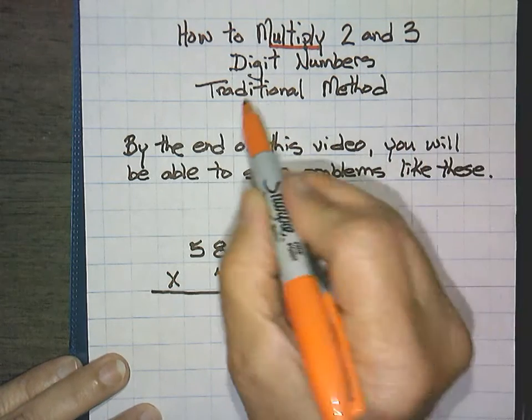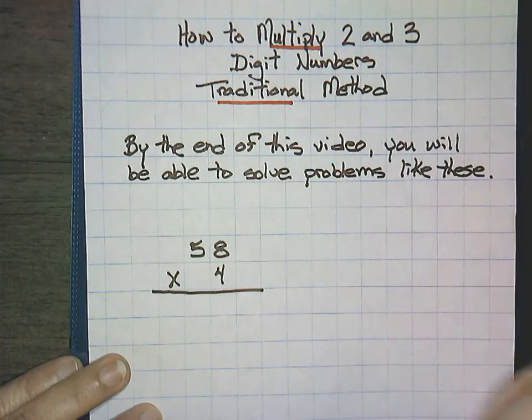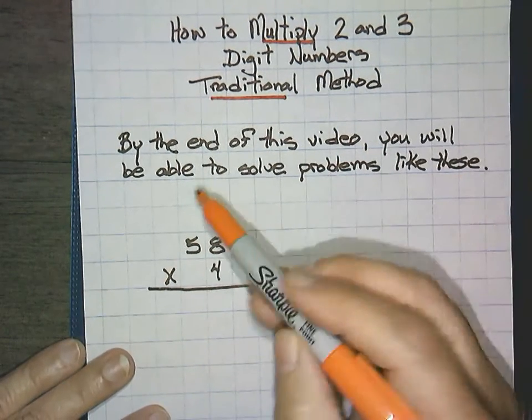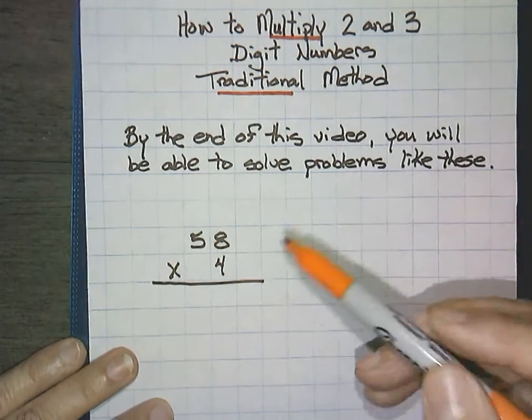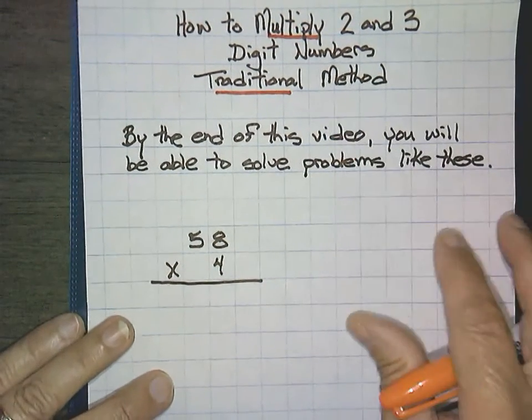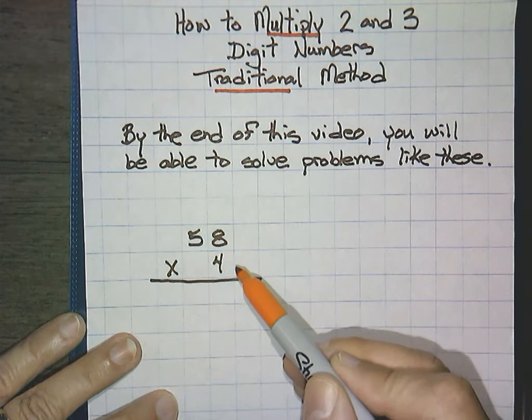But for today's video, we're going to be using a traditional method. So let's just jump in. By the end of this video, you will be able to solve problems like these, again using a traditional method of multiplication. 58 times 4.